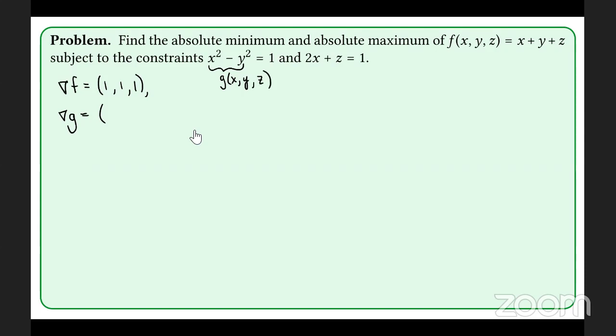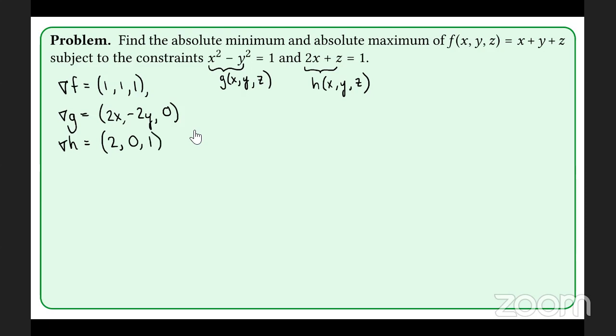This is 2x minus 2y and 0. And if I call this h, then the gradient of h is 2, 0, and 1.